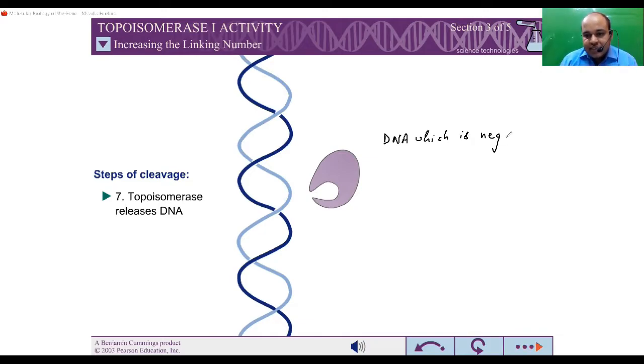DNA which is negatively supercoiled will be relaxed. Negatively supercoiled will be made relaxed, will be converted into relaxed DNA. ये DNA को relax कर देता है. The negatively supercoiled DNA is getting converted into a relaxed DNA molecule. This is how the interconversion is going to take place. तो इस प्रकार का interconversion यहाँ पर देखा गया है. Okay, so let us move forward.